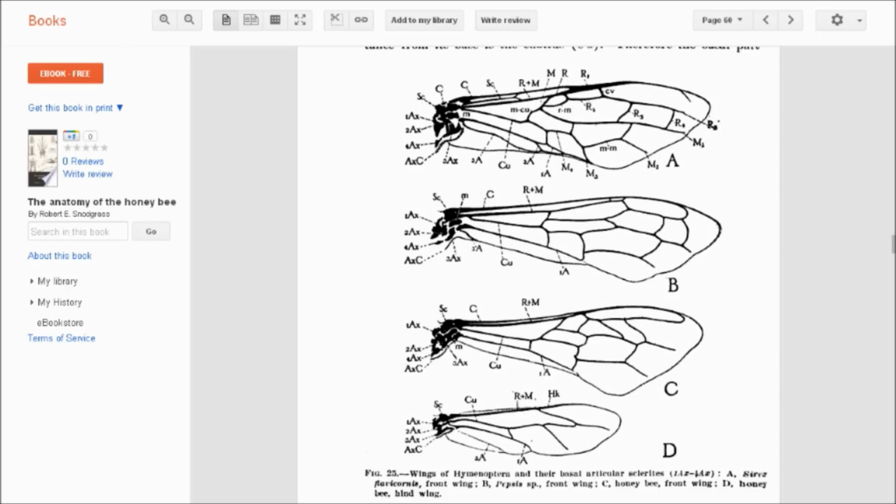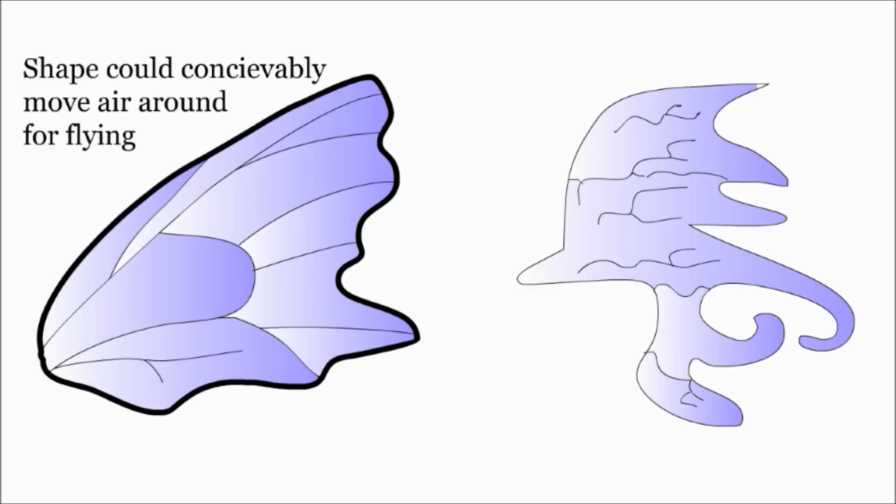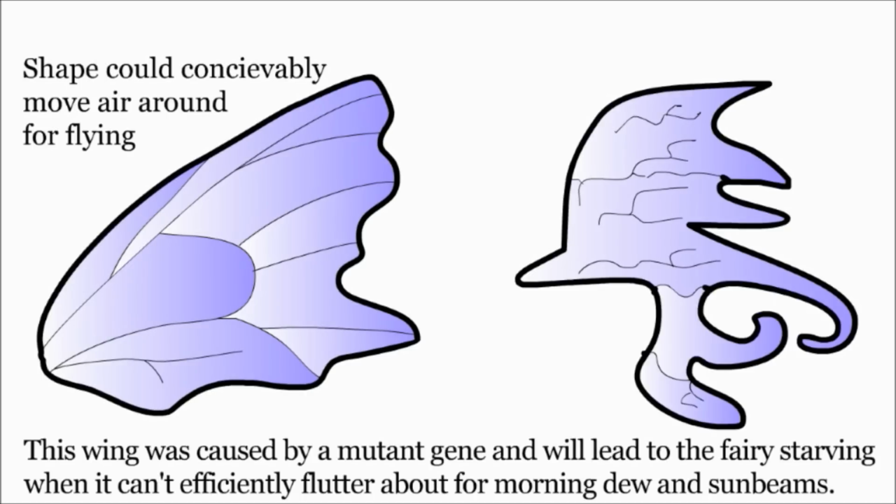Alright, so when you're looking at your design and you're deciding how to do it, if you alter nature's designs, you want your wings to look fanciful but still have this sense of reality. So here's some tips. When you look at your wings, the shape should conceivably be able to move air for flying. Like, this wing was caused by a mutant gene and will lead to the fairy starving to death when it can't efficiently flutter about for morning dew and sunbeams.